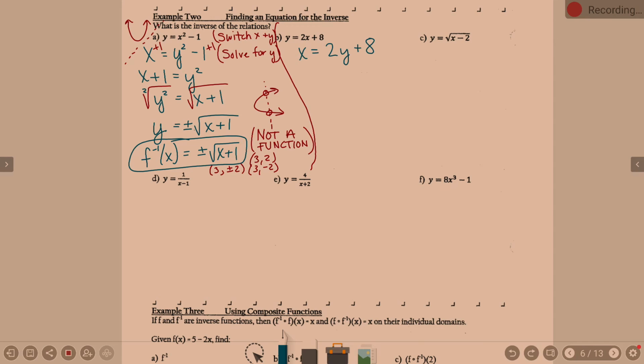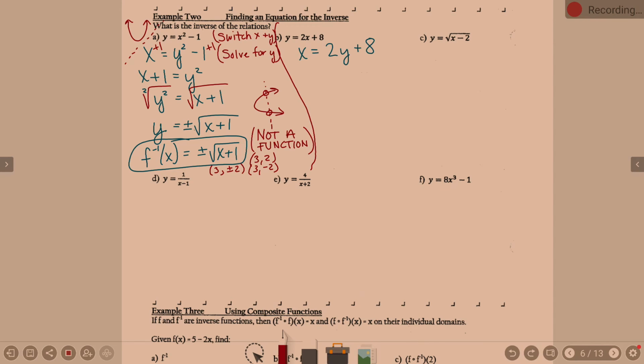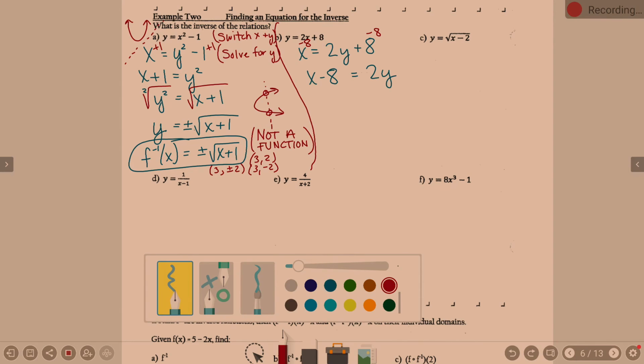After I switch, what do we do? Get y by itself. So this goes back to equation solving. If it's 2y plus 8, how do I get y by itself? It's plus 8, we're going to subtract 8. What is x minus 8? x minus 8 equals 2y, because my 8 minus 8 will cancel. And then if it's 2 times y, I'm going to divide by 2.